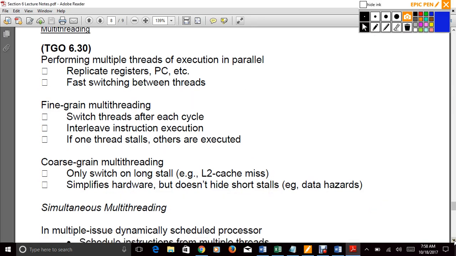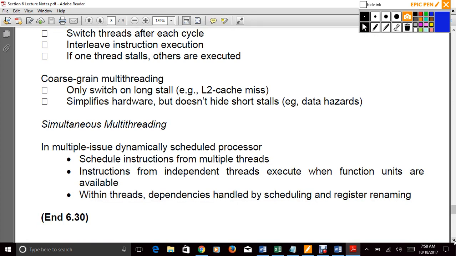And last and certainly not least, we're going to talk about simultaneous multi-threading. So we're going to have a multiple issue dynamically scheduled processor. What this means is we're going to schedule instructions for multiple threads. You have instructions available from independent threads that execute when function units are available. So there's going to be interleaving between these threads, and it's going to require a good amount of overhead. However, within threads, dependencies are handled by scheduling and register renaming.